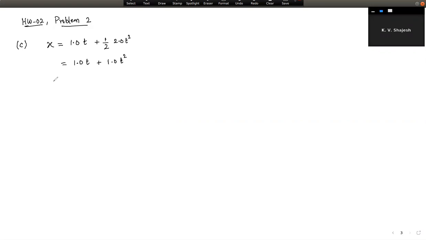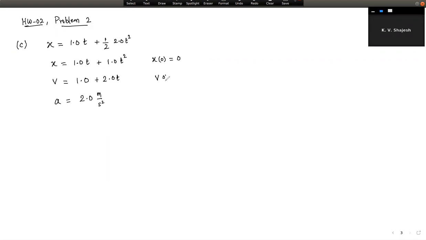Immediately, let's take some derivatives. So velocity is the derivative of this quantity. So that's 1.0 plus 2.0 t. And acceleration as a function of time, take the derivative again. So this is 2.0 meters per second square. All right. What's the position at time t equal to 0? So that's equal to 0 itself. So that means it goes through the origin.